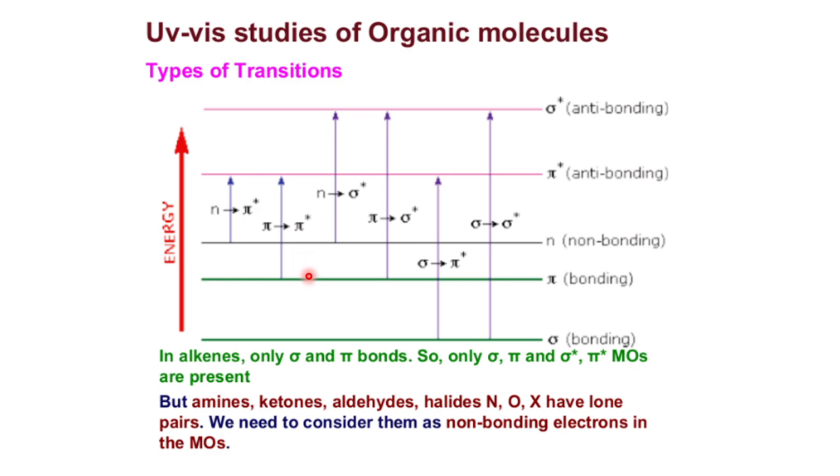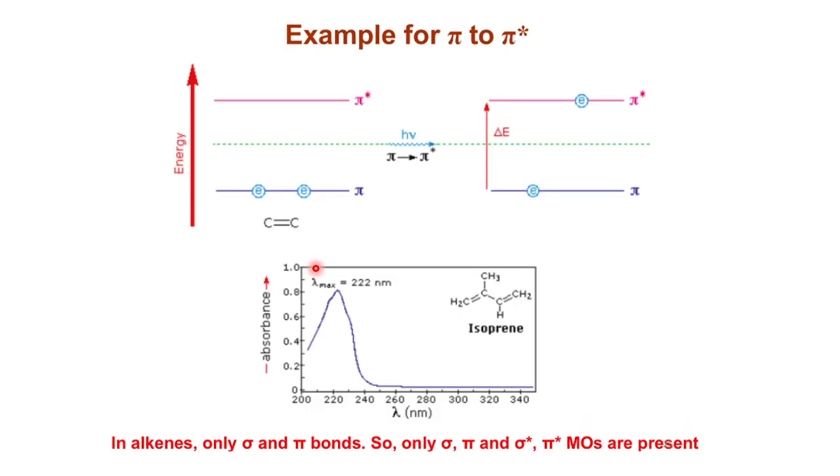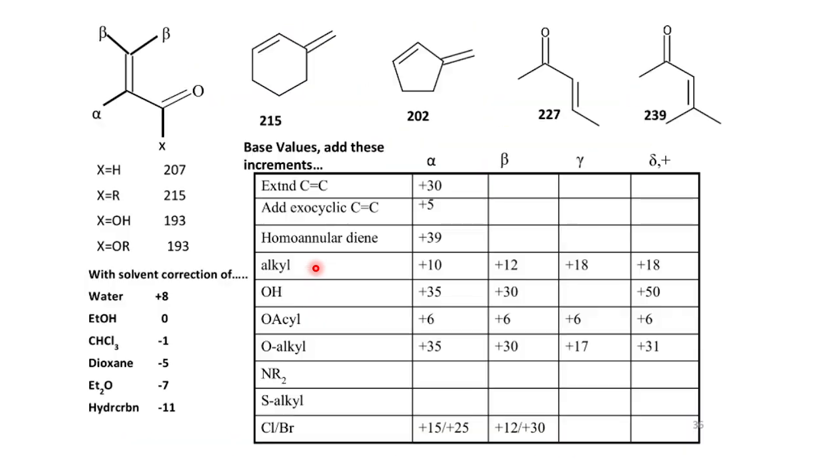If this position is shifted towards the upper direction, the gap between pi star and pi, which is now coming here, will be reduced. That's why you will get the absorbance peak at higher wavelength. Because wavelength is high, that means the energy requirement is low. Why is this happening? Because the position of the pi bond is a little bit increased towards higher energy because of the plus I effect of the alkyl group. Is it clear now? If somebody has doubt, I will repeat again.